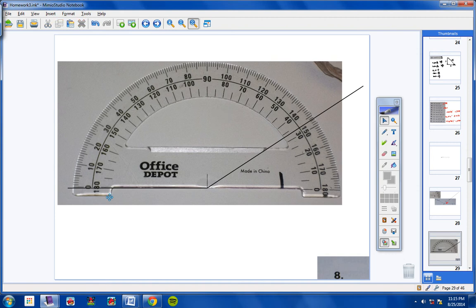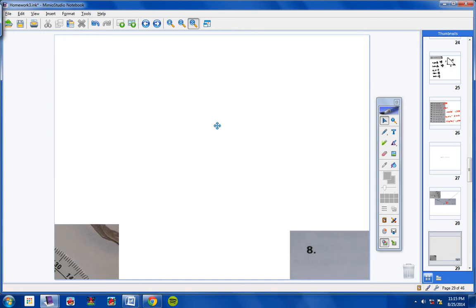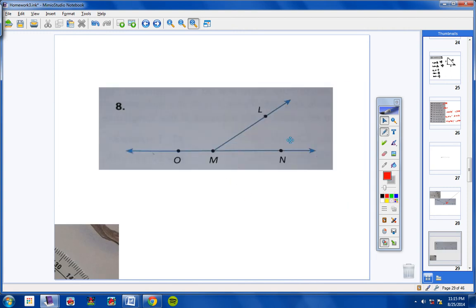And so we're looking at about 120, 130, 140, about 146 degrees. I could be off a little bit, but that angle is approximately 146 degrees. So we're going to put that right here, 146 degrees.